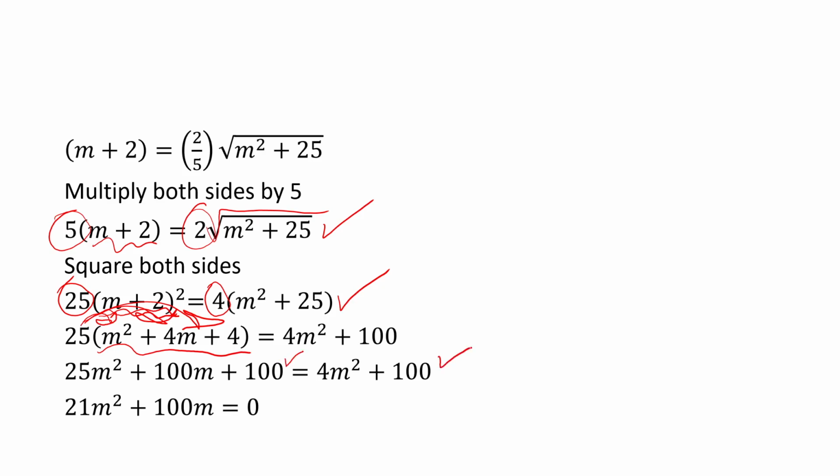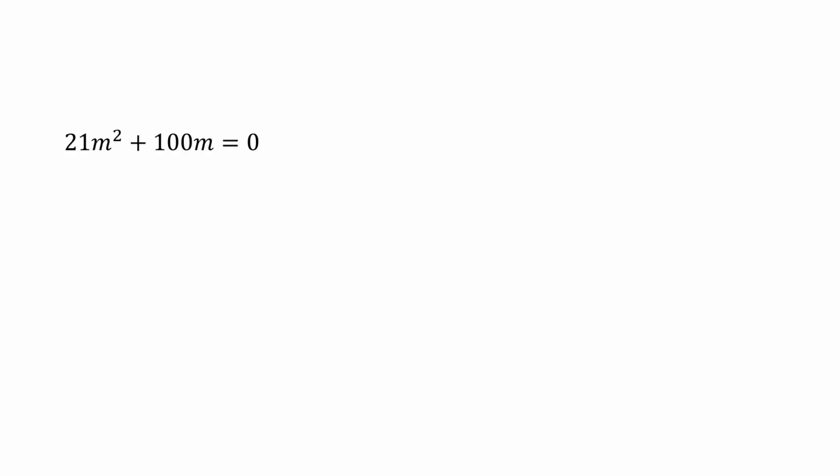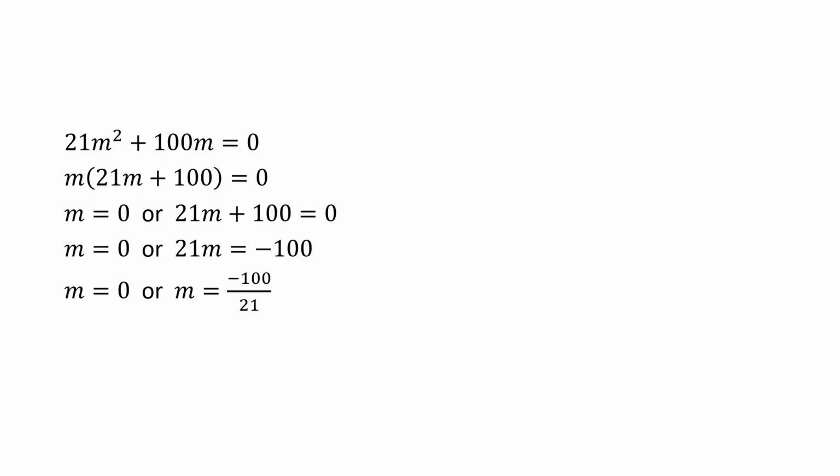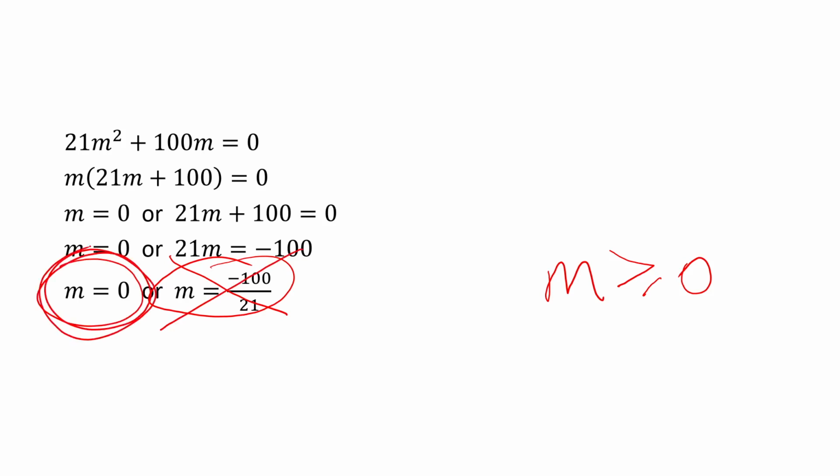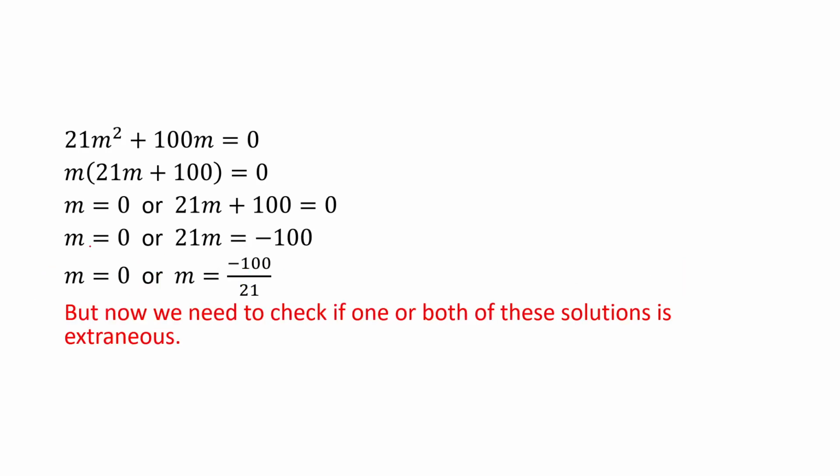We can subtract 100 from both sides, and we get 21m squared plus 100m equals 0. We can then factor out the m, and we can say m is equal to 0, or ultimately m is equal to negative 100 over 21. Well, if you recall a little while ago, we said m has to be greater than or equal to 0. Right away, we know that that answer can't be correct. So we know the only possible answer is that m is equal to 0.